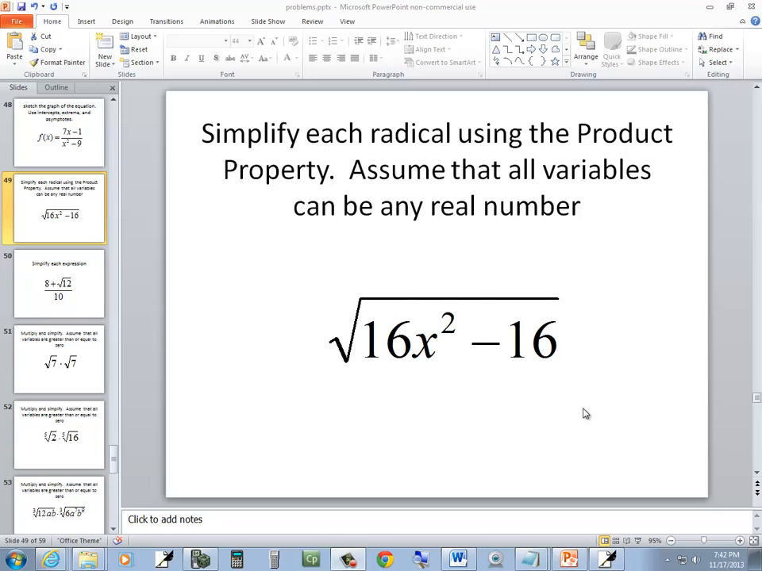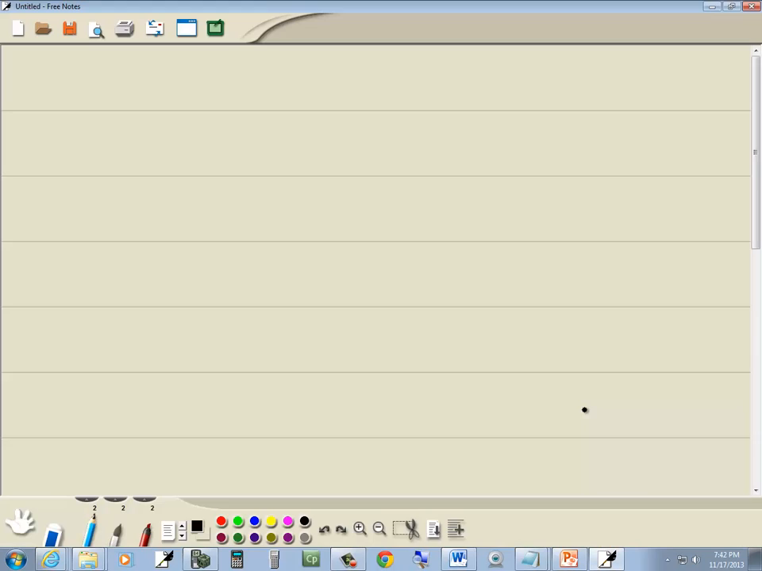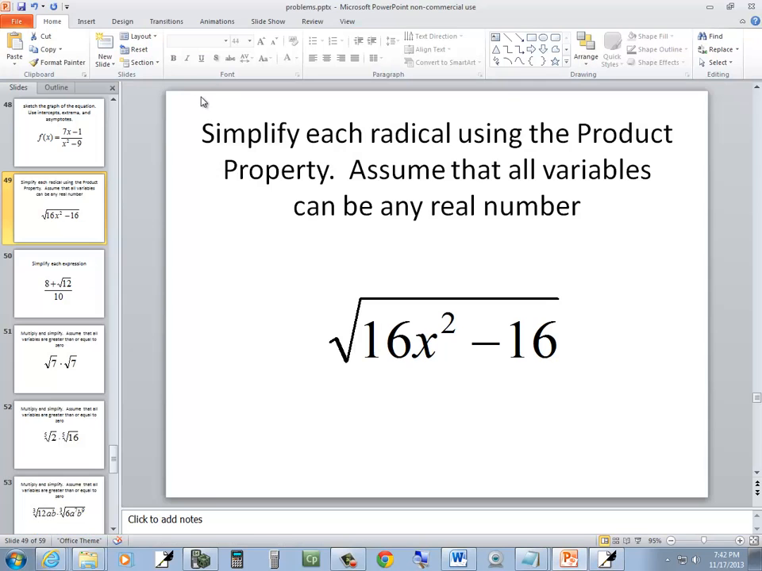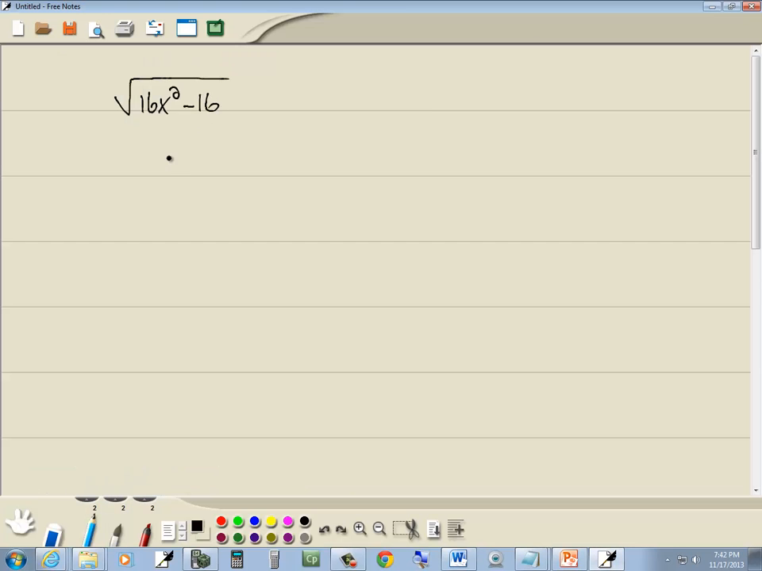In this problem, we want to simplify each radical using the product property. Assume all variables can be a real number. So we've got the square root of 16x squared minus 16. Now in this one, I notice that I have two terms inside, and they both have a 16, so I can factor that out. So this becomes 16 times x squared minus 1, and that's using the GCF.